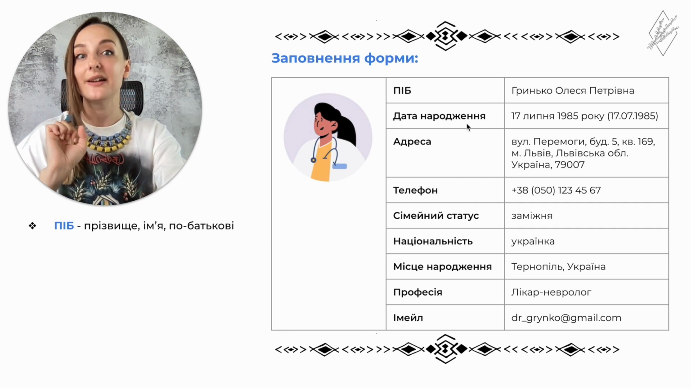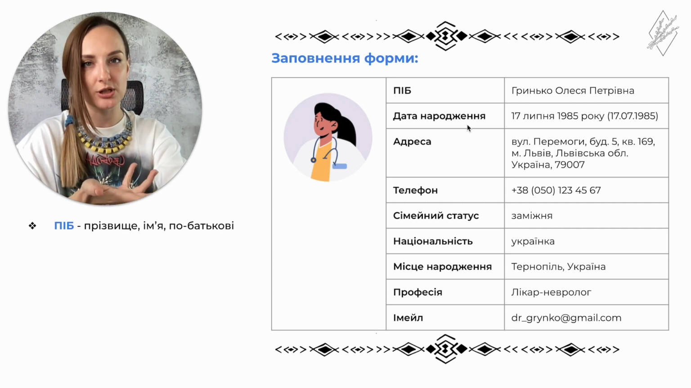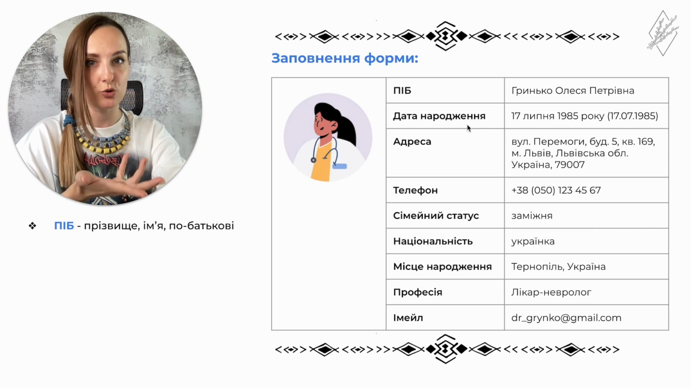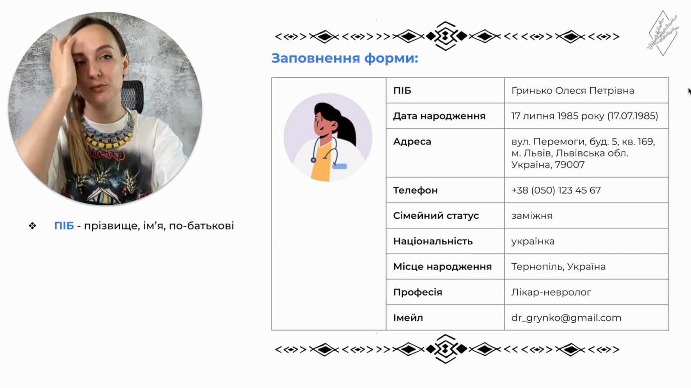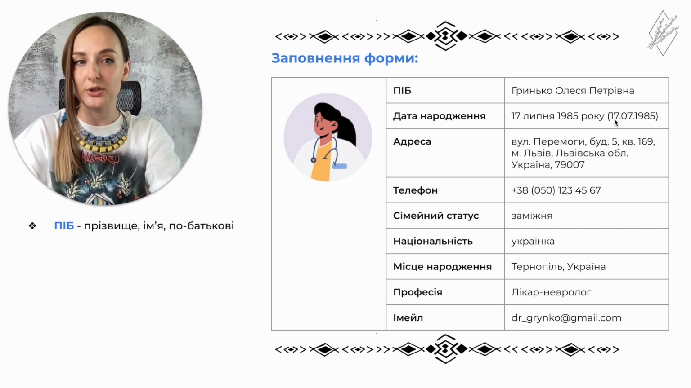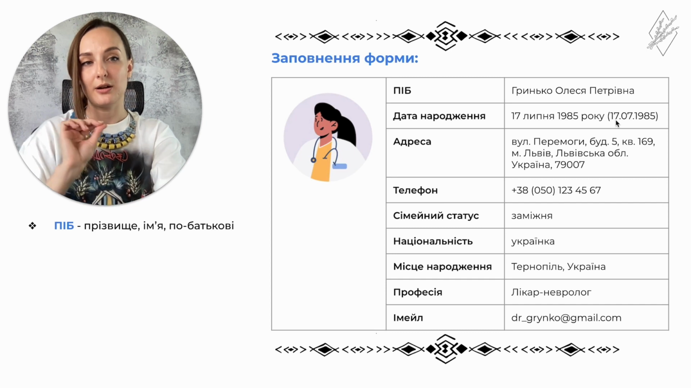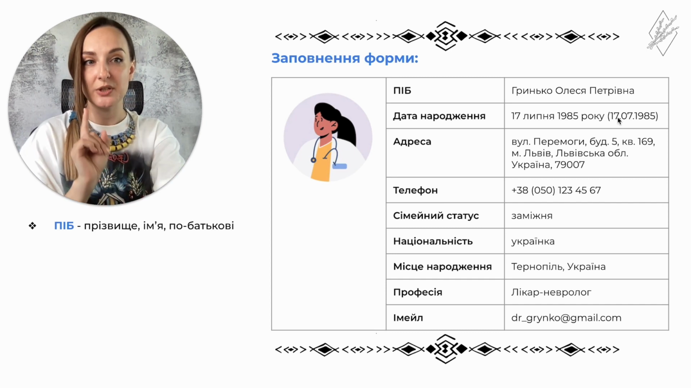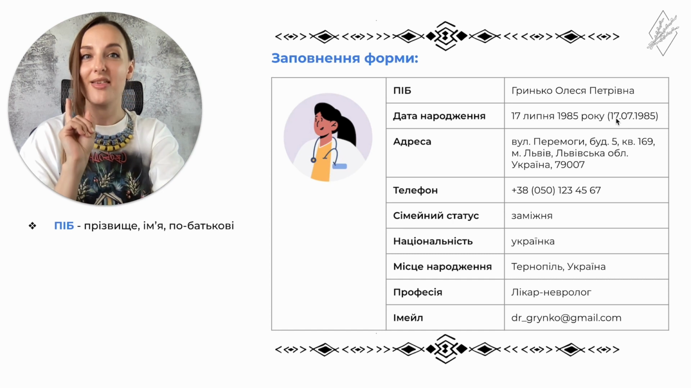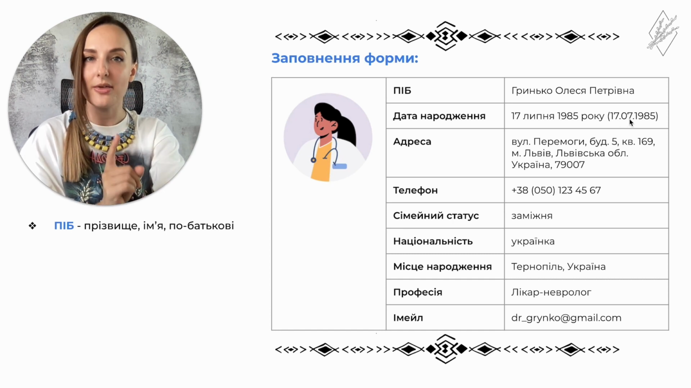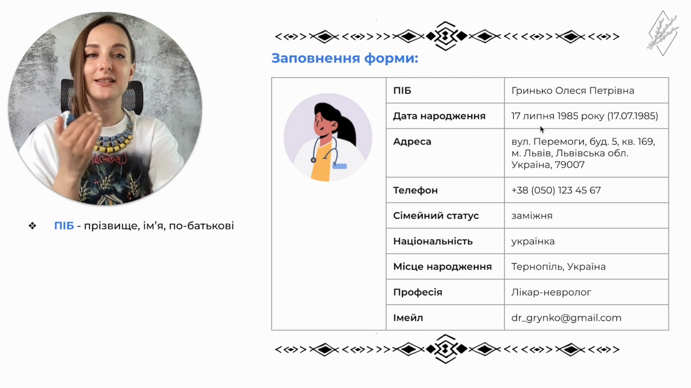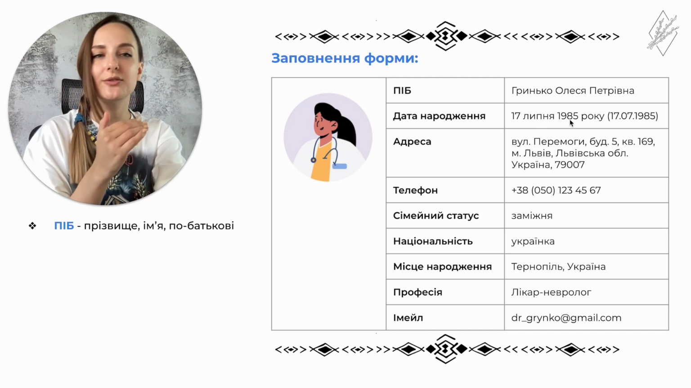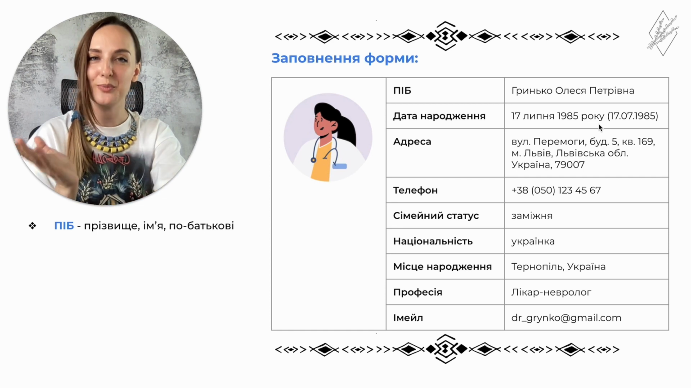The next line. Дата народження. What does it mean? The date of birth. And you have two options how to write it. The most common is like this, when we write just numbers with dots. And pay attention, in Ukraine, at first we write the date, then month, and then the year. Not on the contrary, not like in America. Or you can write just 17 липня 1985 року. Up to you.